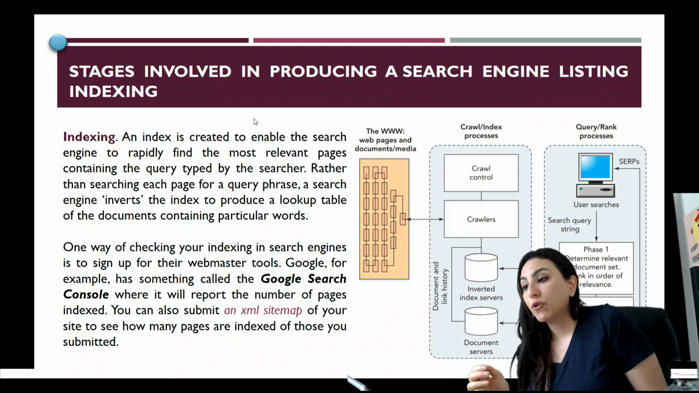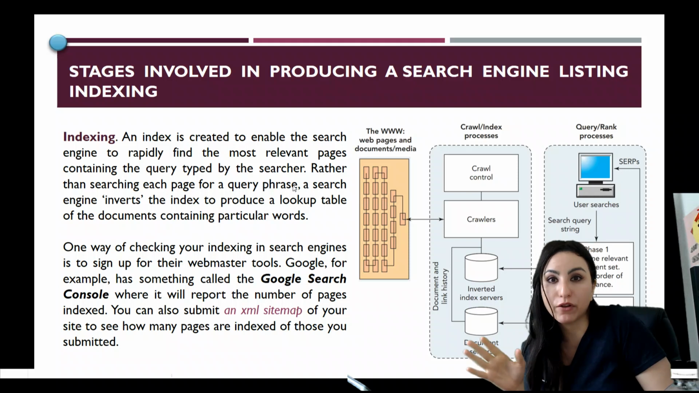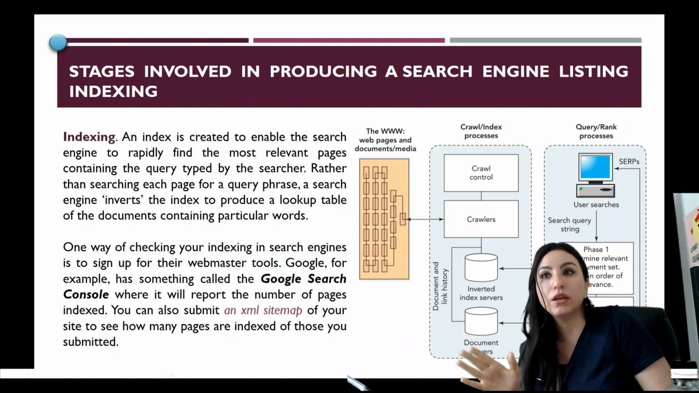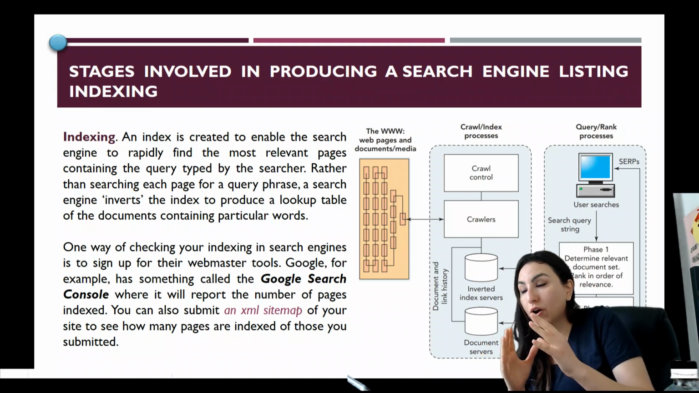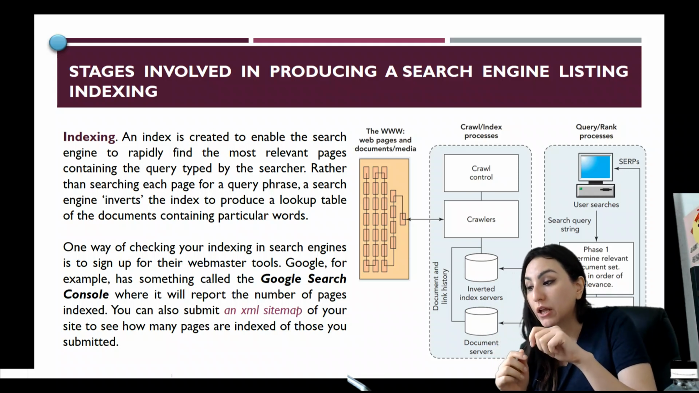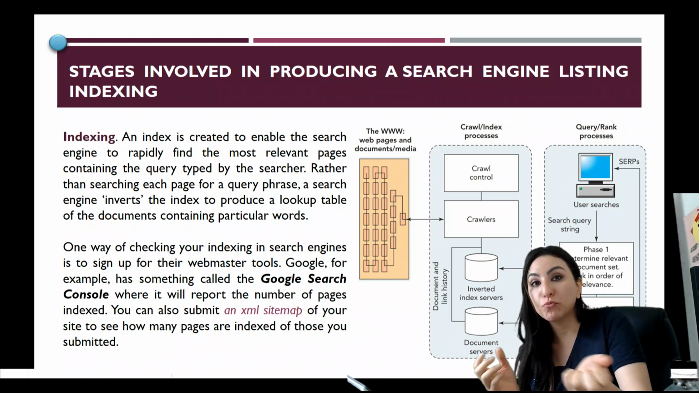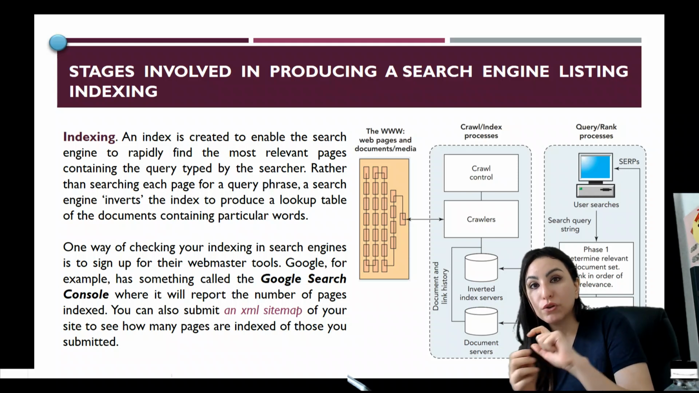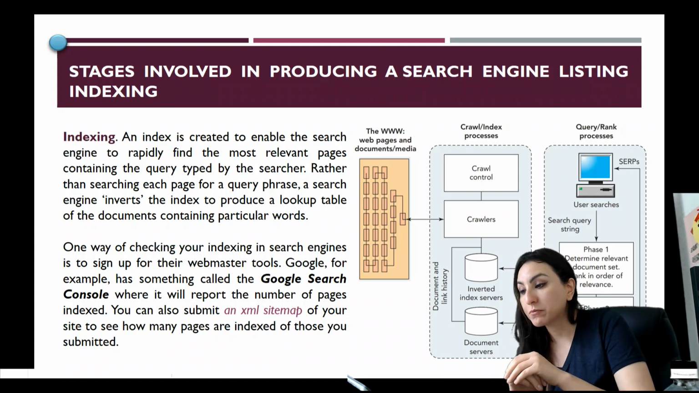Okay, the stages involved in producing a search engine listing: indexing. Indexing is very important. If you're not in the database, you will never have a chance to be shown on the SERP. Indexing is creating a table of relevant pages and websites together. The index is created to enable the search engine to rapidly find the most relevant pages for a certain search term, the query typed by the searcher.